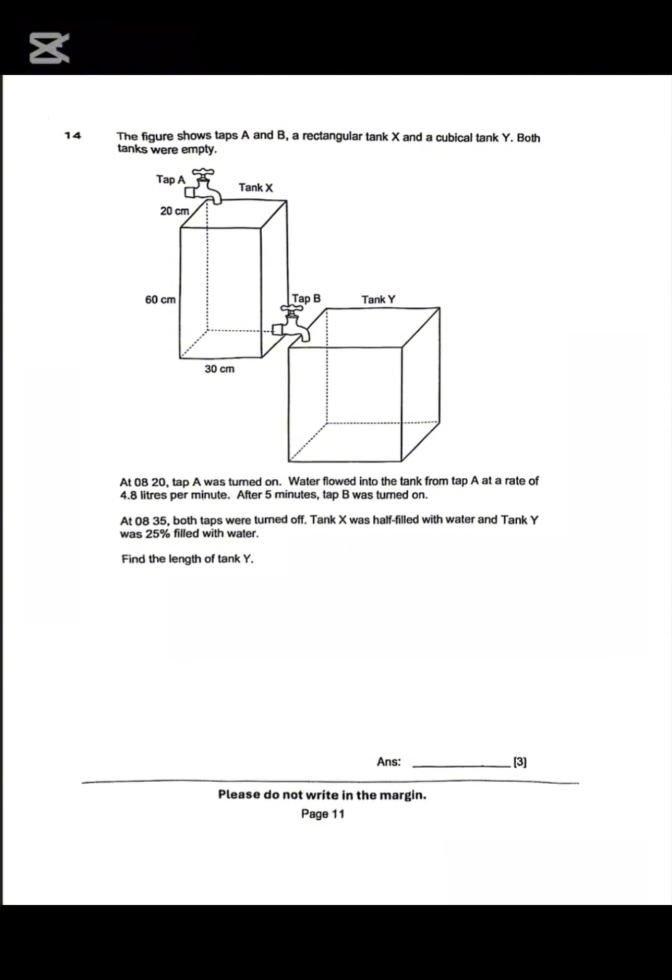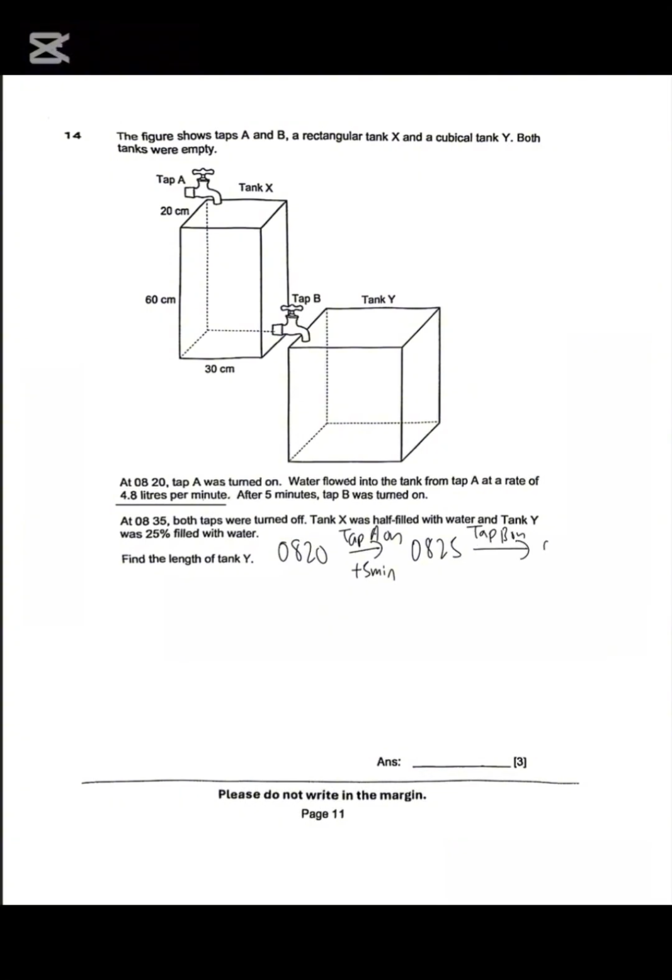So we know from the question that there are two tanks and there's two taps, tap A and tap B. At 0820, tap A was turned on. Water flows into the tank from tap A at a rate of 4.8 liters per minute, and after 5 minutes, at 0825, tap B was turned on.